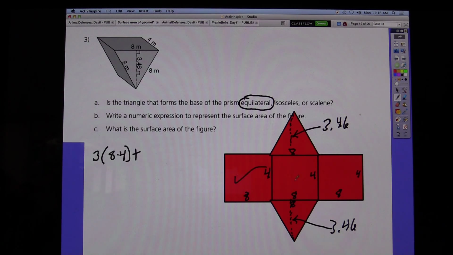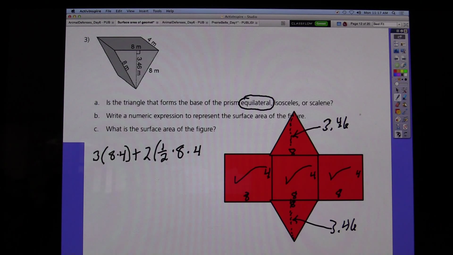Now I have 2 triangles. And my 2 triangles, they're both 8 by 3.46, half times 8 times 3.46. So I could say 2, and then in parentheses, one half times 8 times 3.46. I'm sorry, I made a mistake there. It should be 3.46.